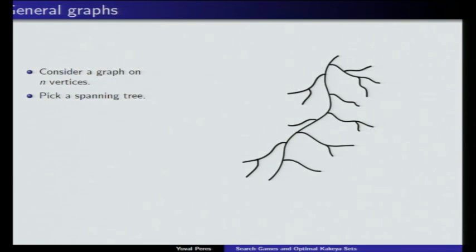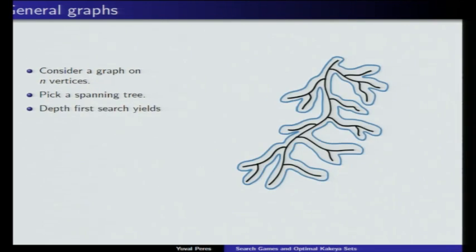So first, on any graph, there's clearly a lower bound of n, just from the rabbit jumping arbitrarily or hiding. Those strategies still apply and give a capture time of at least n. Now let's see that there's an upper bound of n log n that applies for all graphs. The reason is, in any connected graph on n vertices, you can pick a spanning tree and look at the depth first search on the spanning tree. So this is a path that traverses the whole spanning tree.